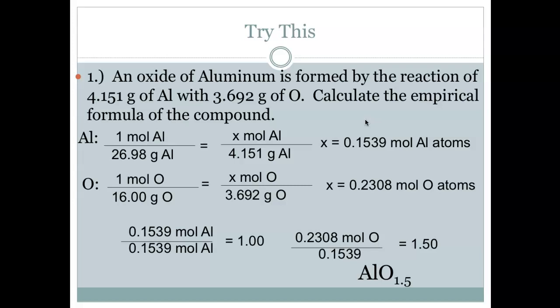So we need to convert this 1 to 1.5 ratio into a whole number ratio. Here's where that step 4 that I said you may occasionally have to do comes in. It's pretty easy to see that to get to whole numbers, we just need to double both values. So when we double both values, it becomes a 2:3 ratio, or Al2O3.